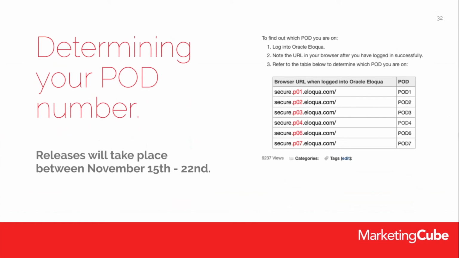So when do the updates take place? They'll take place between the 15th and the 22nd of November. And how to identify your pod number: when you see the various dates in Topliners, it'll tell you how to find your pod, and your pod is essentially in your URL. Once you're logged into Eloqua, if you have a look at the URL, it's secure.p01 or something else. Most of our Australian and New Zealand clients are on pod 7, and you go on the 15th of November, as does pod 1. Pods 2, 3, 4, and 6 are a mixture between those, I think. But most of our clients are pod 1 or pod 7, and a couple on pod 4, I think.